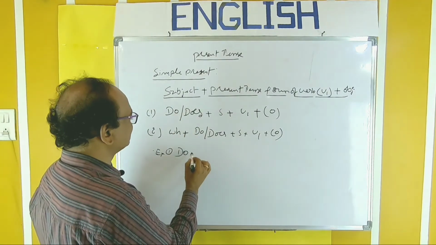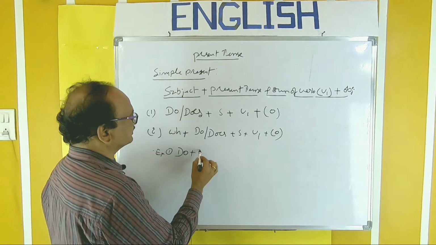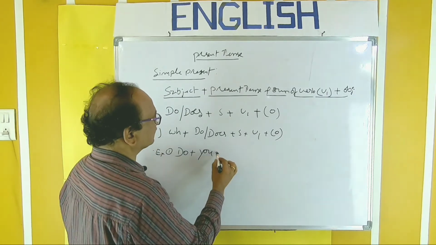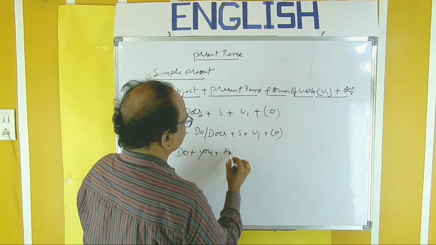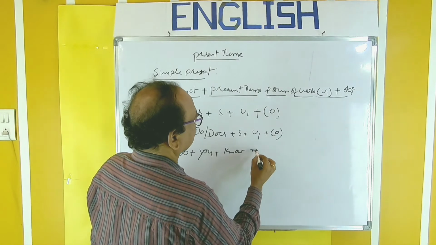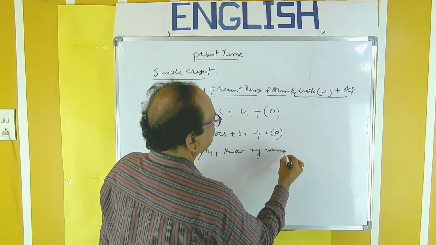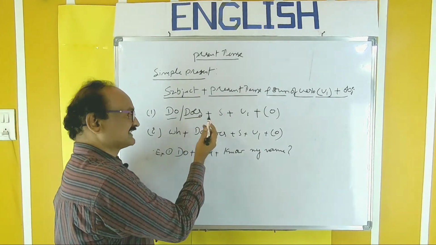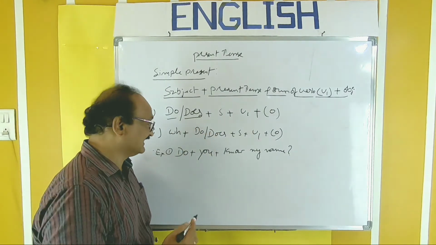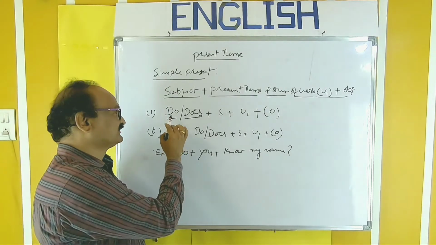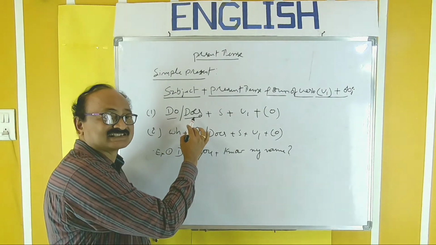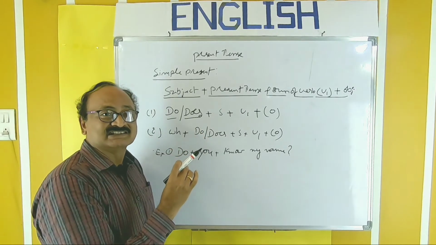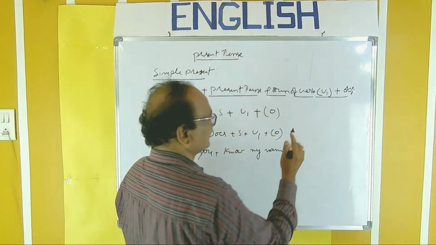Do. So next, subject. Do you. Subject, I had taken you. Do you, V1. Do you know my name? Do you know my name? Simply we have to use do or does, that's all, in simple present. And again the question arises, where should we use do and where should we use does? It's also simple. When the subject is third person singular, that is he, she, it.